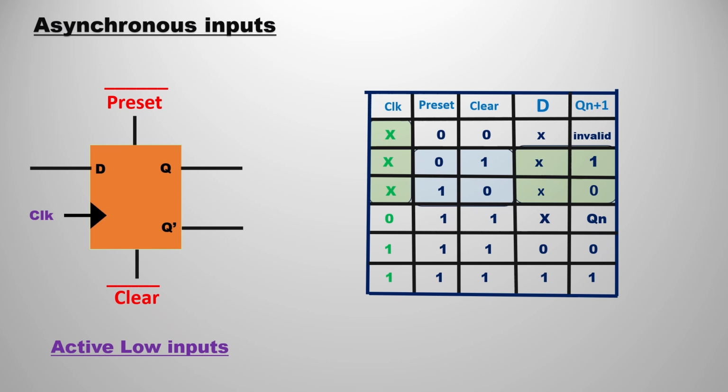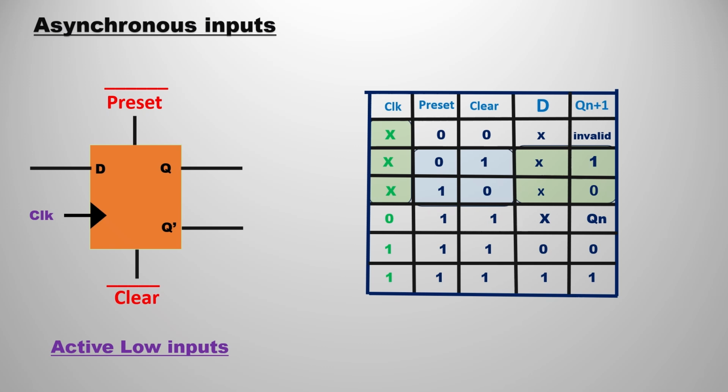Now I am going to pass the active low inputs in the same way, which are exactly the opposite of the inputs. If you see preset bar and clear bar, you can relate them as opposite things. First we check if you pass preset and clear as 0 0, after inverting it becomes 1 1. We have discussed in the previous case that when preset and clear are 1 1, the output would be invalid.